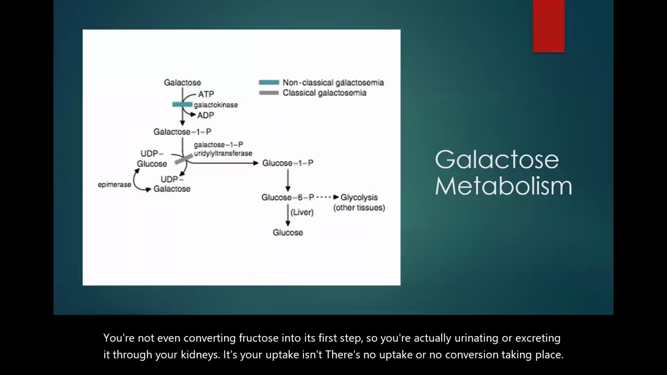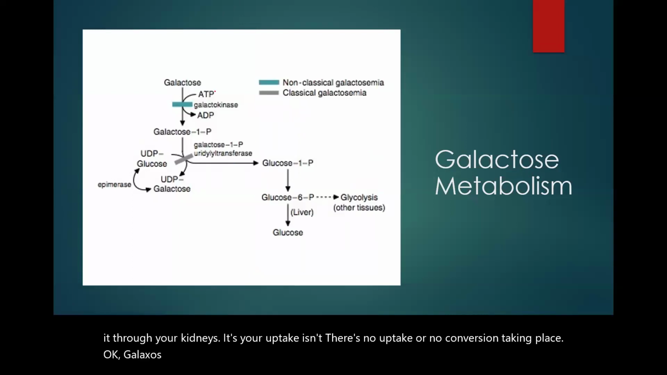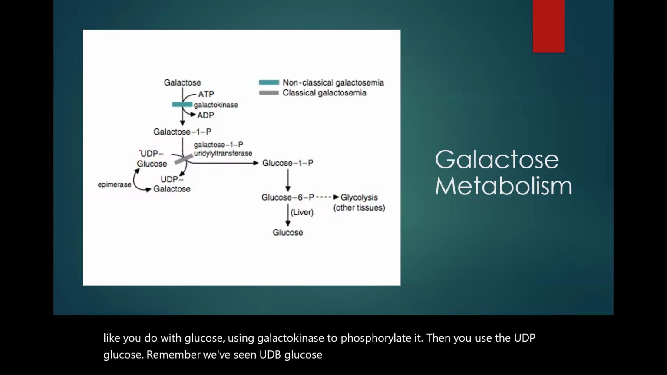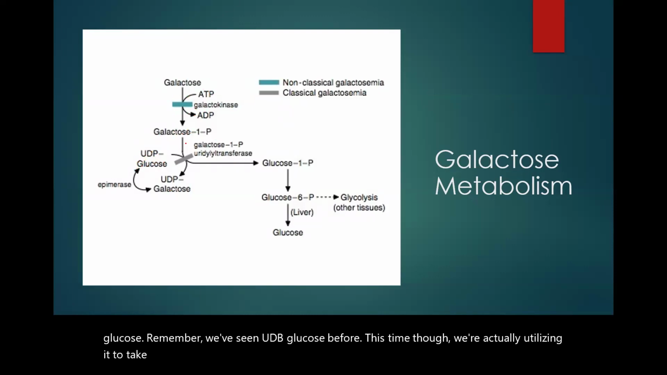All right, galactose metabolism isn't too exciting. It's pretty similar. With galactose, you use an ATP just like you do with glucose, using galactokinase to phosphorylate it. Then you use the UDP glucose. Remember, we've seen UDP glucose before. This time, though, we're utilizing it to take the galactose. So UDP galactose binds, it kicks off UDP glucose, and UDP glucose now becomes glucose 1-phosphate here.